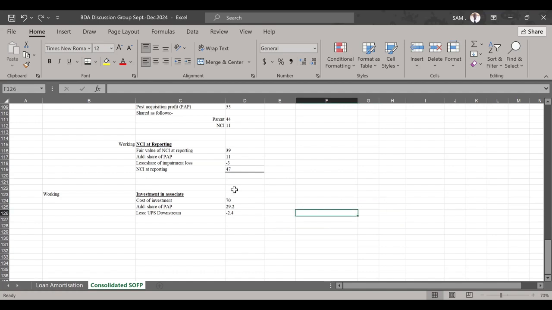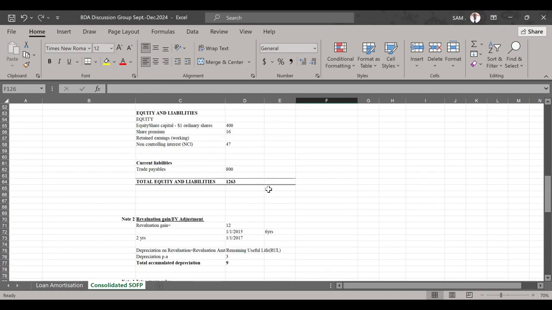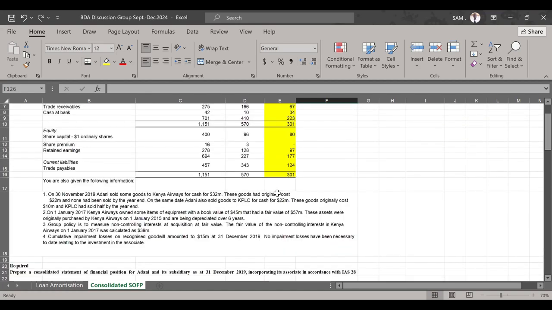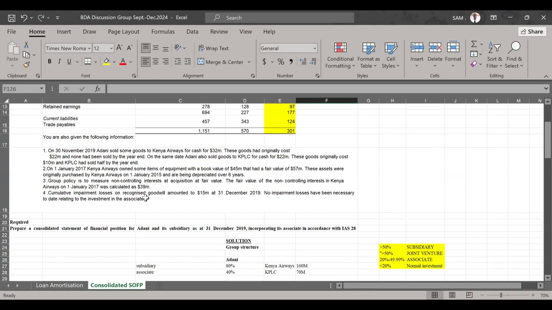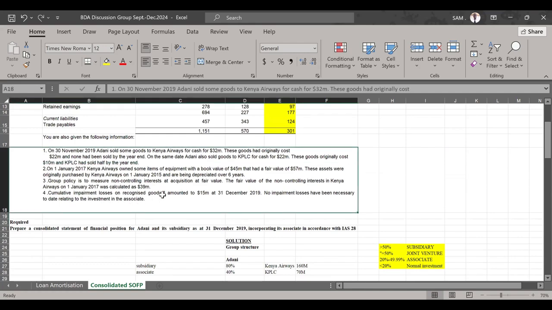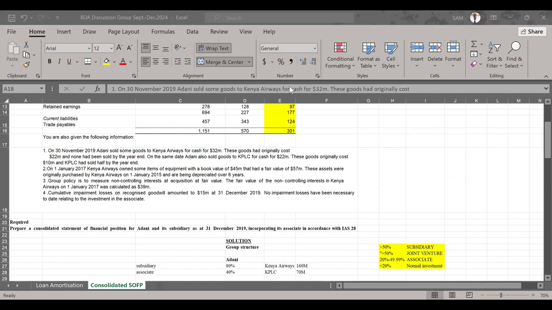Now, if you look at the additional information, I don't remember seeing anywhere where we were told that there was any impairment in the investment in associate. The impairment which you were given here is only for goodwill. For the associate, you were not given any impairment.